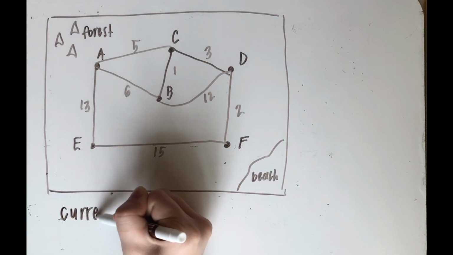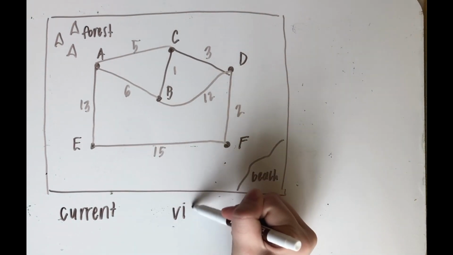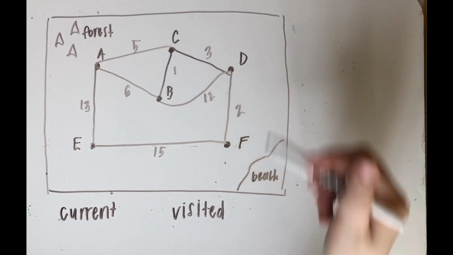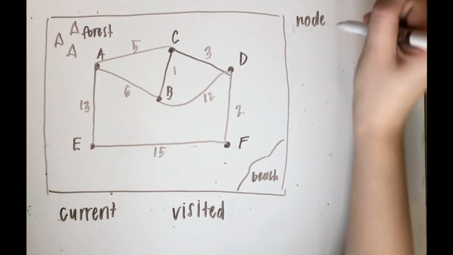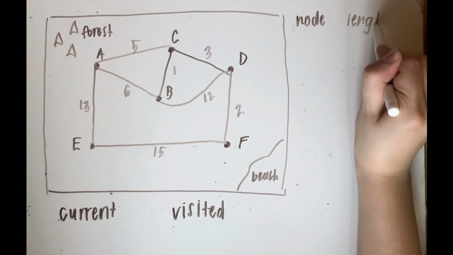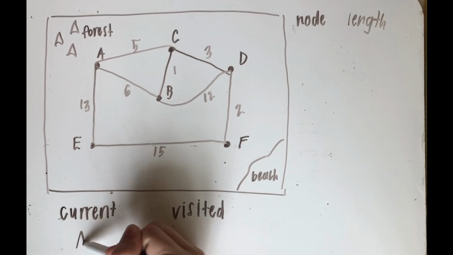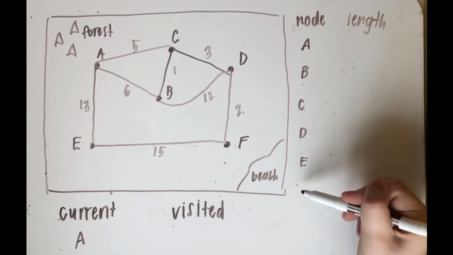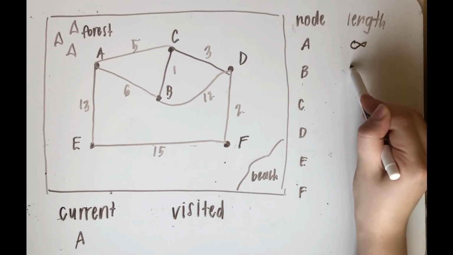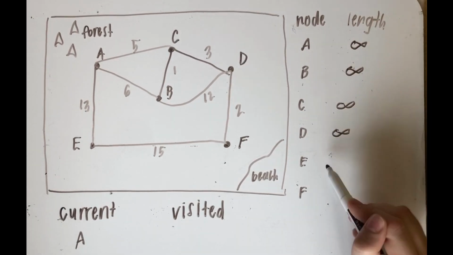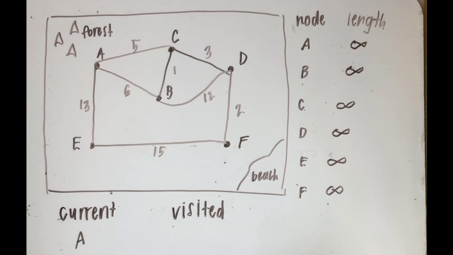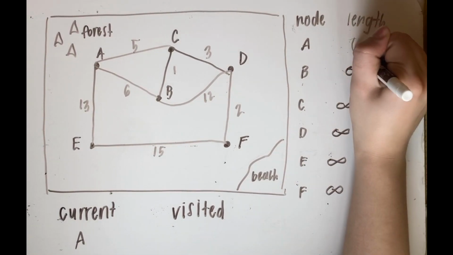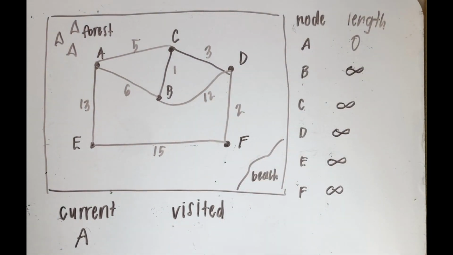To find the shortest time, we have to keep track of a few things. First, we need to know the current node that we're looking at. Second, we need to know which nodes we've already looked at so we don't look at them again, because that would be inefficient. Last, we need to have a list of all of the nodes and the amount of time that it takes to get to them from the starting point. Because we don't know how long it'll take to get to each node, we use infinity as a placeholder. We also know that it takes 0 minutes to get to A because A is your starting point.